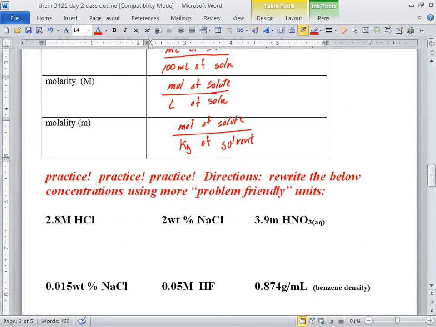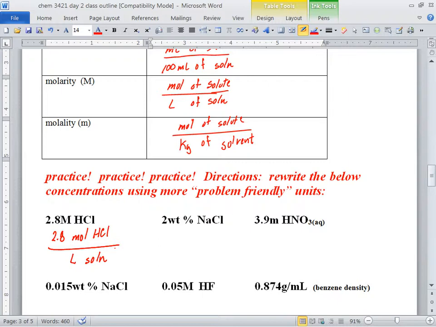So I would write it as, for example, 2.8 moles of what? HCl per liter of solution. Okay.